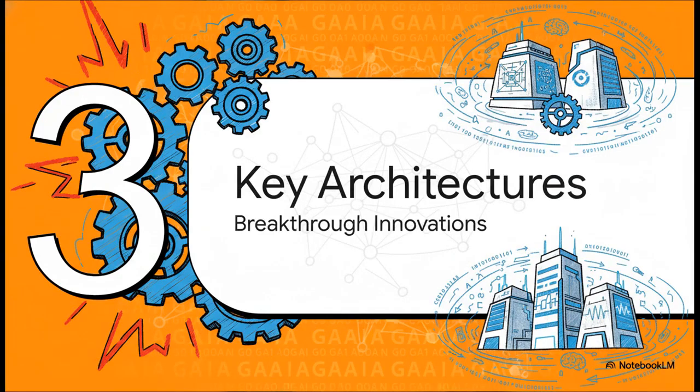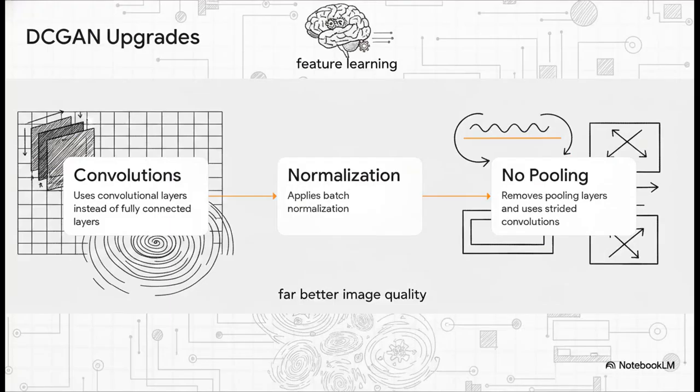Which brings us to Section 3, 3 breakthrough architectures. Those early glitches actually paved the way for massive innovation, starting with our first major breakthrough, DCGAN, or Deep Convolutional GAN. This was one of the earliest successful upgrades that really stabilized the whole game. And the researchers did it by completely tweaking the under-the-hood architecture.